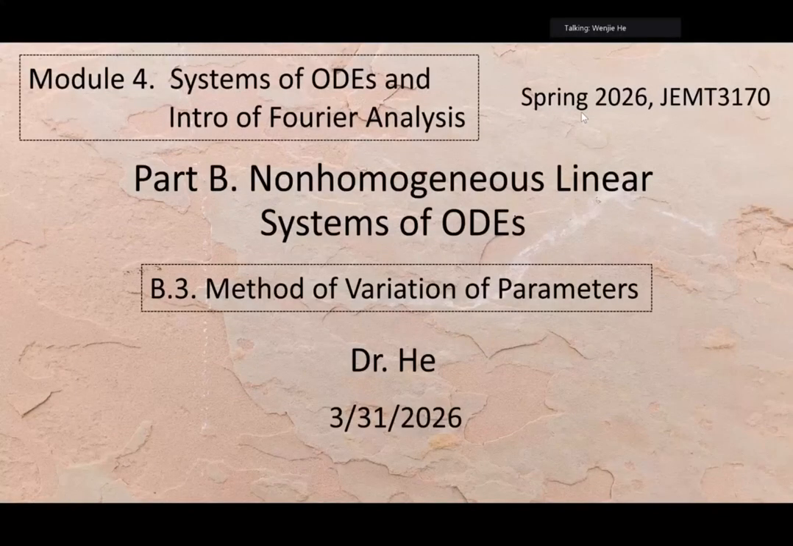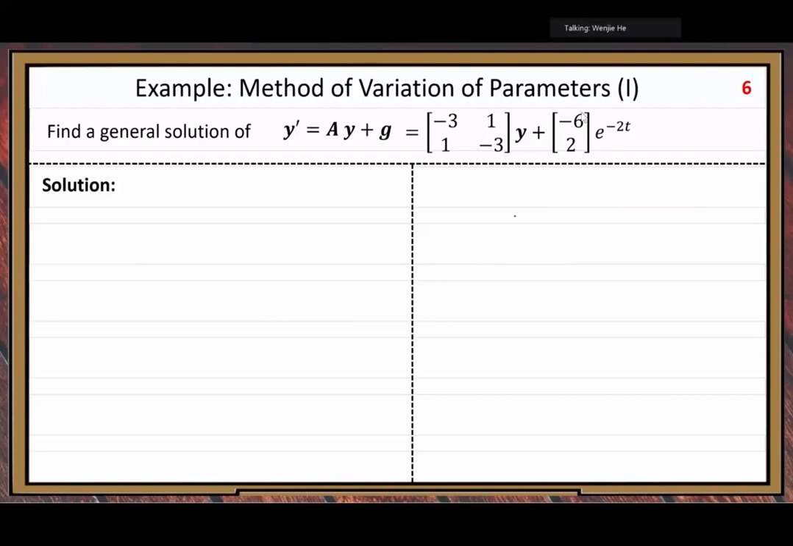B.3. Method of variation of parameters. The same question, but we want to use a different method. We used this method before, remember? In the second order linear ODE, we used this method before. But now it's in the linear system of ODE, so this method can also be used. Let's look at the same problem, but this time we will use the method of variation.